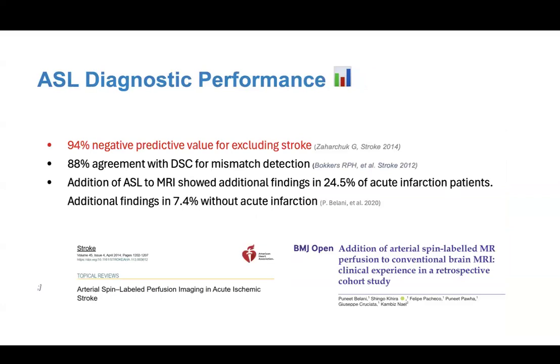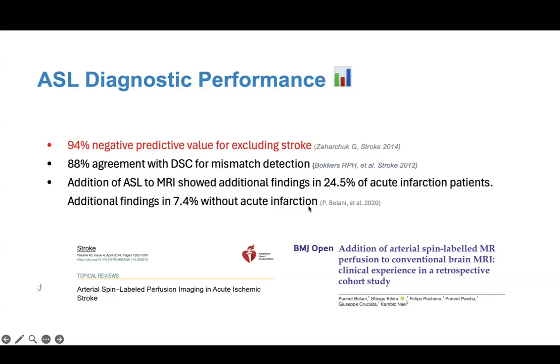And how it compares to the usual dynamic susceptibility contrast imaging. In a study conducted by Zaharchuk et al. in Stroke 2024, it was found that it has a 94% negative predictive value for excluding a stroke. And Boker et al. found that it has 88% agreement with the DSC for mismatch detection.